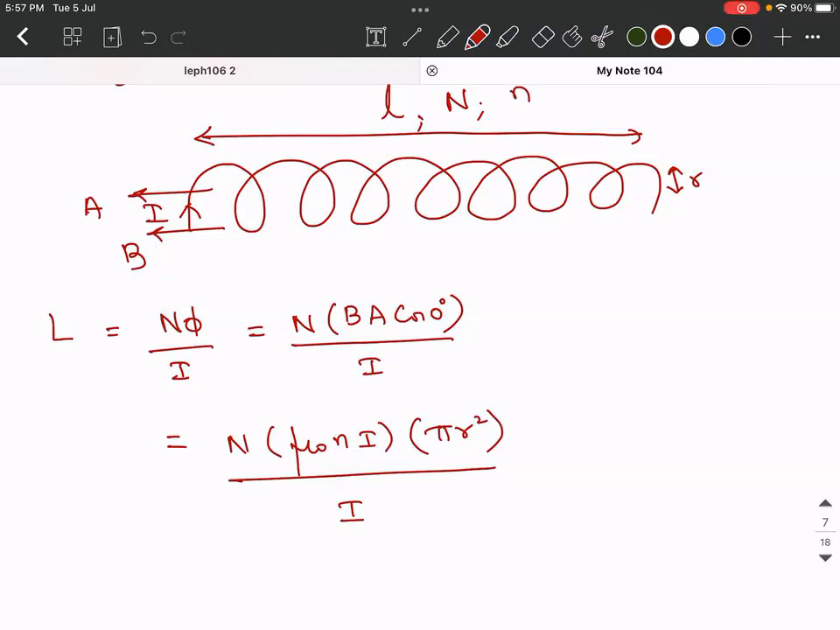Is it clear? Compared to thicknesses. How will it work? Because area is taken, flux is taken. Otherwise, there is no concept of inductance.